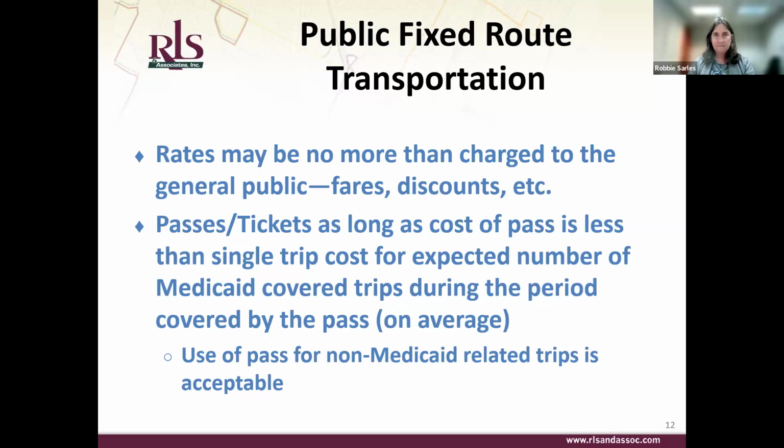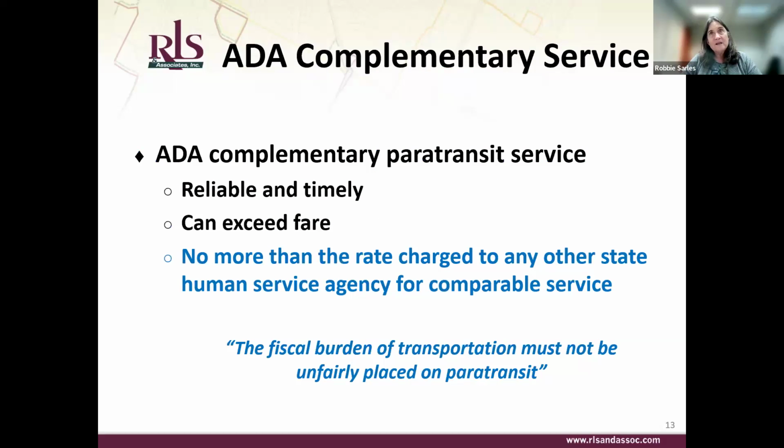Okay. There's also been some concern about ADA complementary paratransit service. We in the transit industry might be concerned and might use the term shedding, where essentially the thought is that all of these Medicaid folks are going to come on and basically use up all the capacity that we have in our ADA complementary paratransit service. Well, I think the first thing we need to recognize is a Medicaid beneficiary, if they meet ADA eligibility requirements, they have the same access to the service as anyone would.